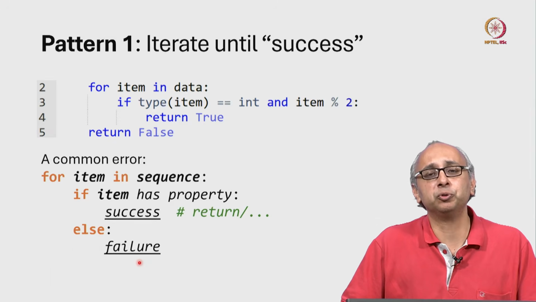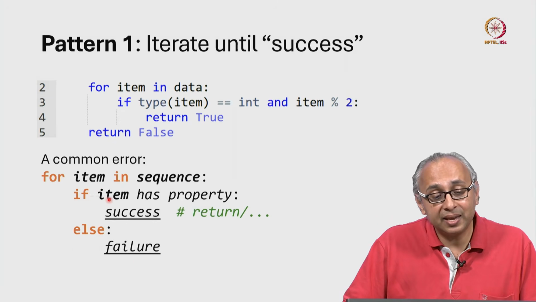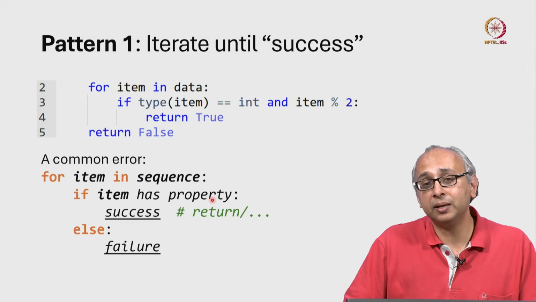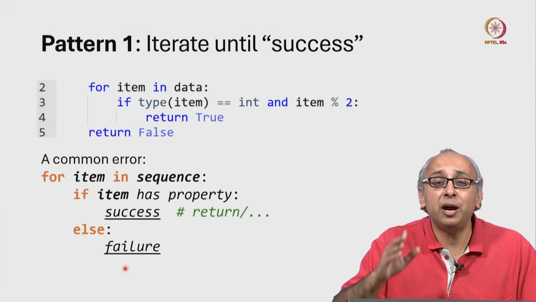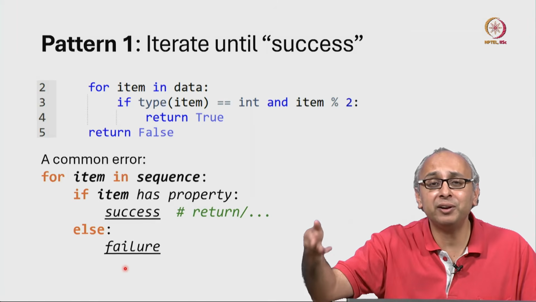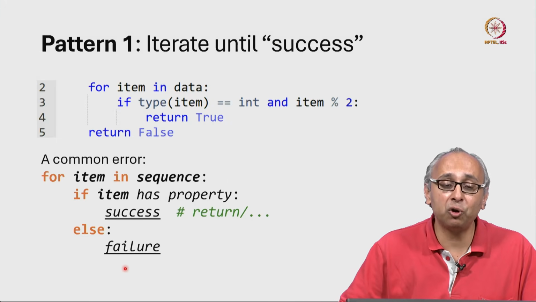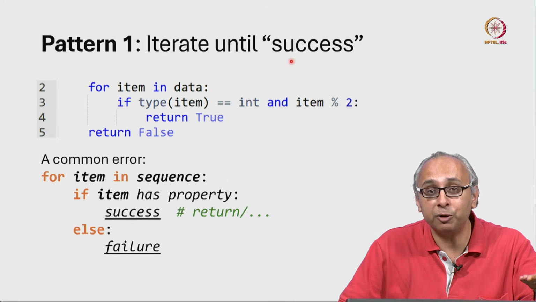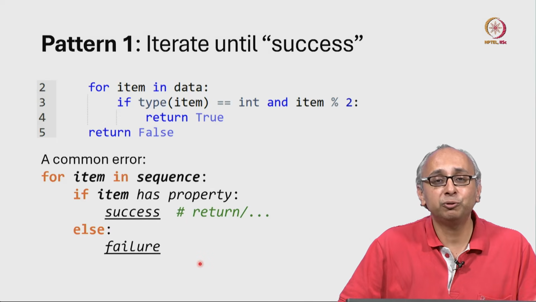What would this code do? Well, this code would examine the first item, and let's say it doesn't have the property. Then it would declare failure without examining the rest of the sequence. What if the very next item in the sequence had the property? If your goal was to iterate until you found an item that had the property, this code would fail.